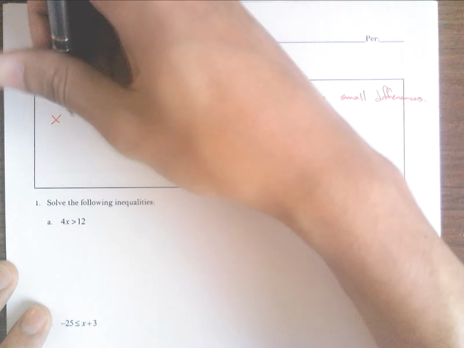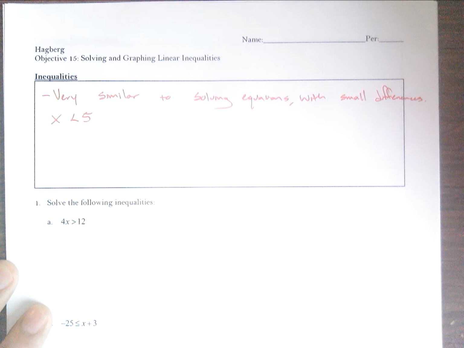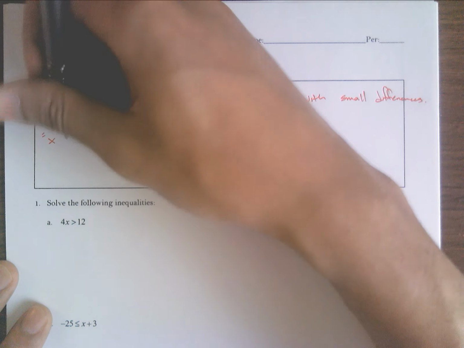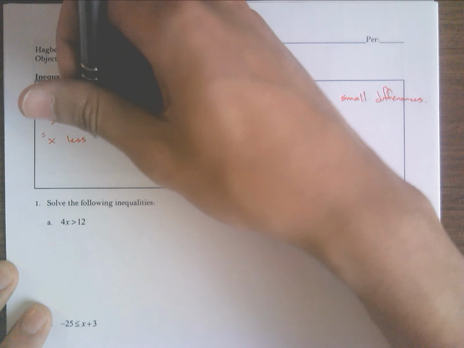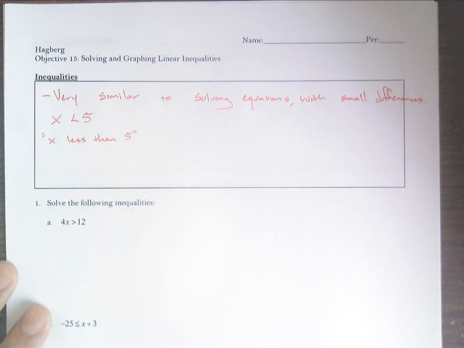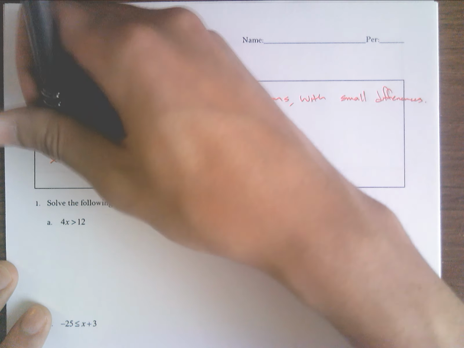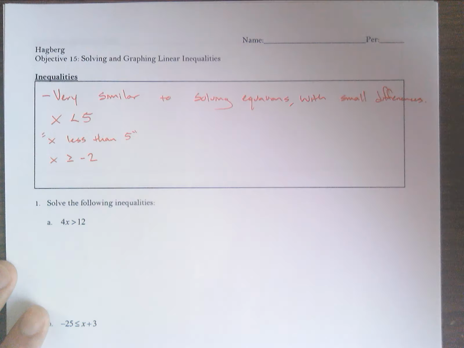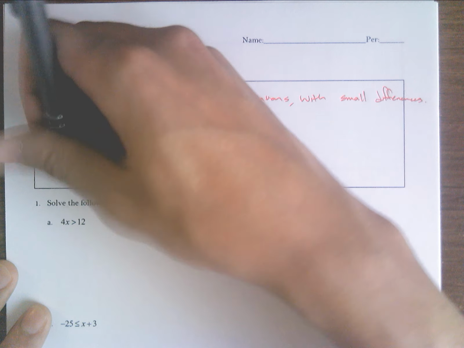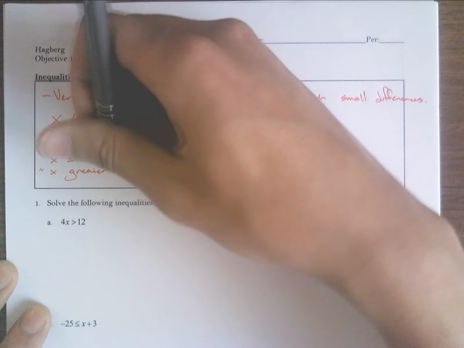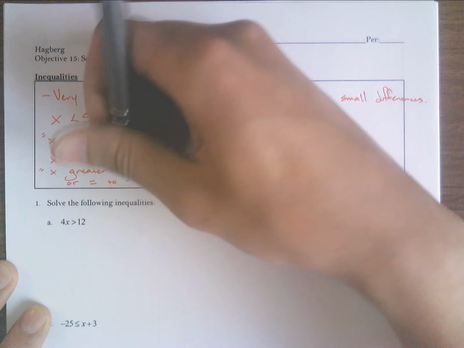So let's take a look at an inequality. Here I have this here. To read this off, we would say x less than 5. So we can write out x less than 5. Another example, if I have something that looks like this, I would read this as x greater than or equal to negative 2.